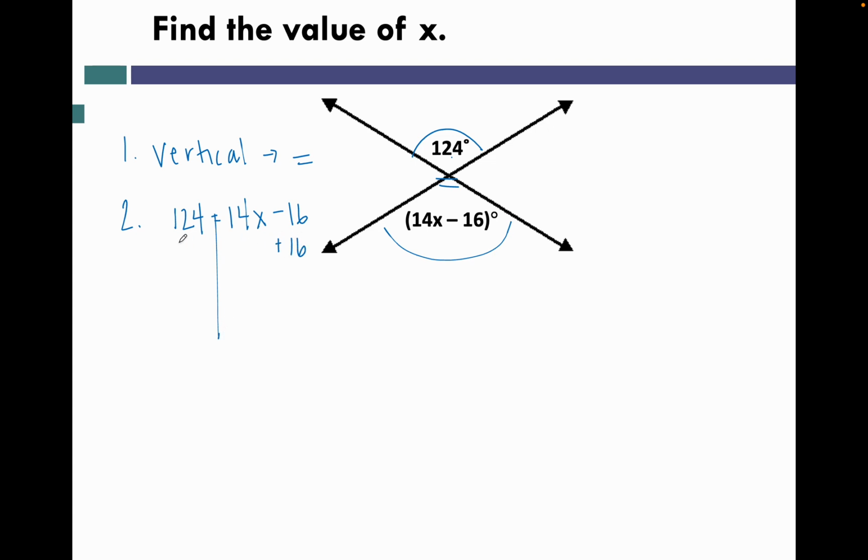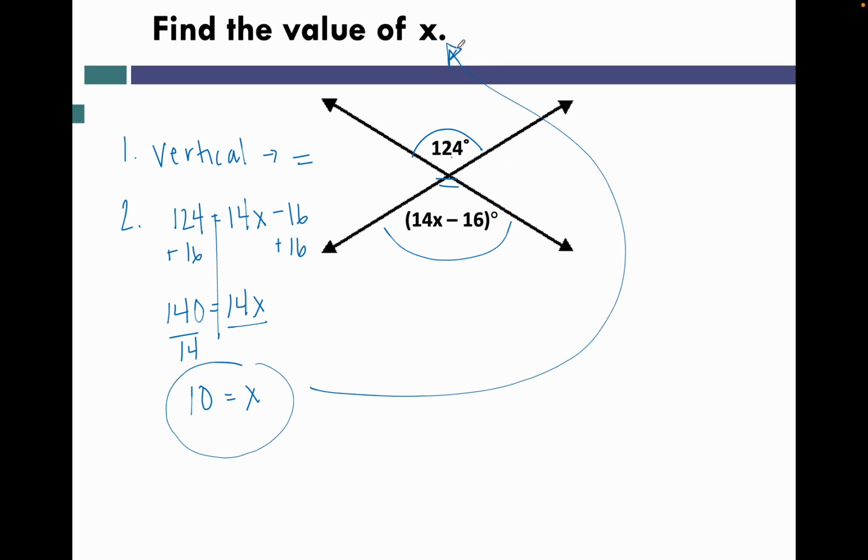When we solve it, by adding 16 to both sides, we get 140 equals 14x, and then dividing both sides by 14 gives us x equals 10. In this problem, that's all it asked us to do. It didn't ask us to identify the value of this angle. Just to make sure we did it correctly though, I'm going to plug that 10 in anyways to make sure I do in fact get 124. So 14 times 10 is 140. 140 minus 16 is 124, which means that I got the right equation and I got the right value for x.